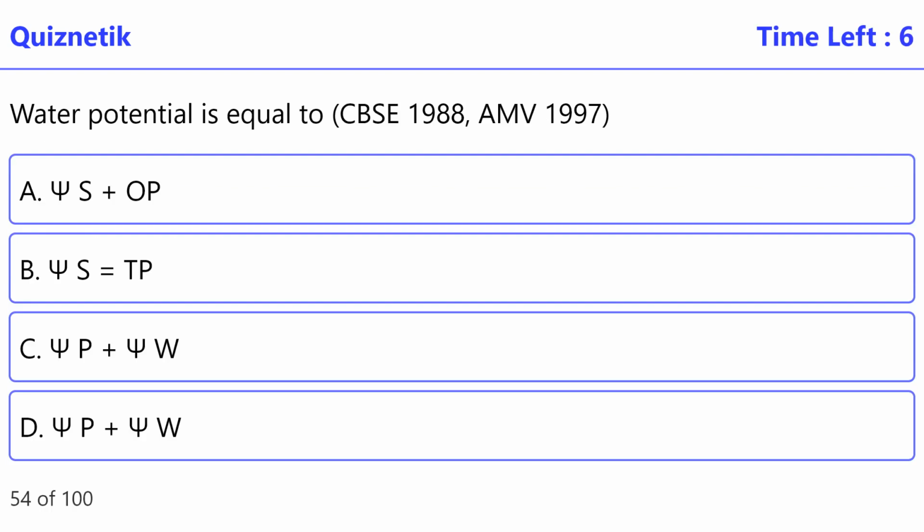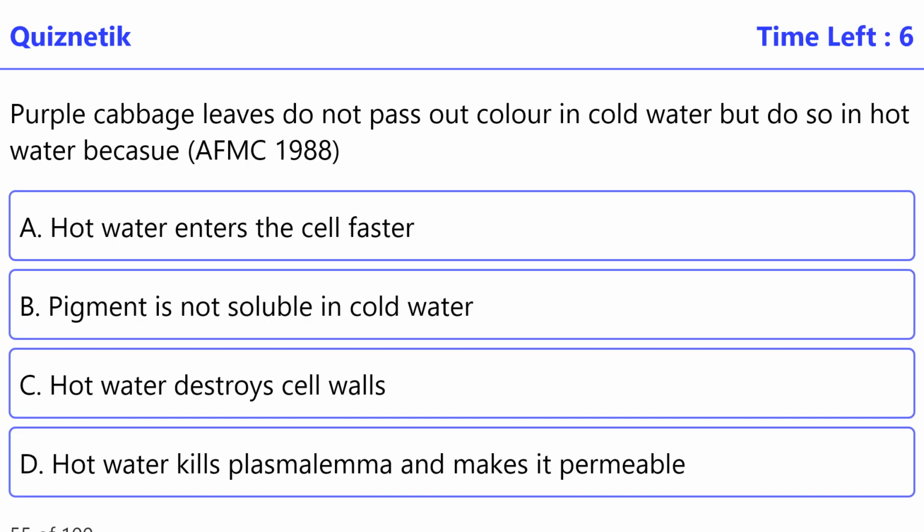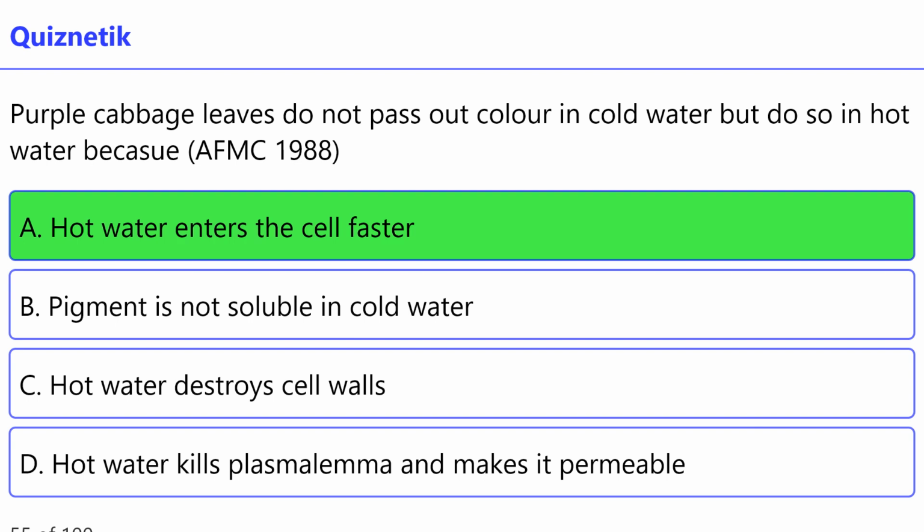Water potential is equal to CBSE 1988, AMP 1997. The correct option is D, Psi P plus Psi W. Purple cabbage leaves do not pass out color in cold water, but do so in hot water because of AMP 1988. The correct option is A, hot water enters the cell faster.